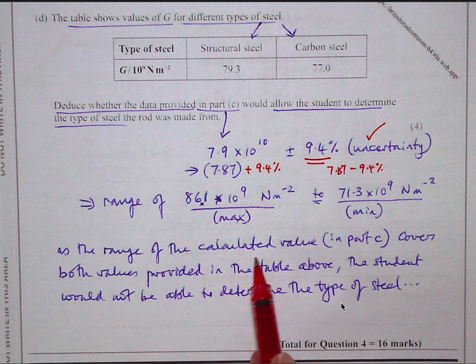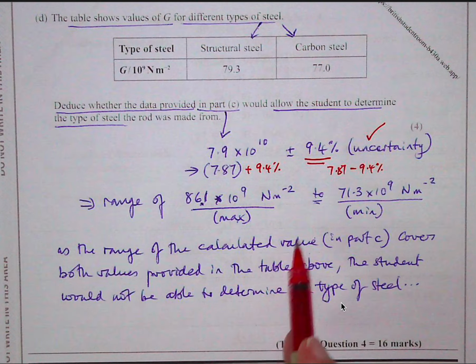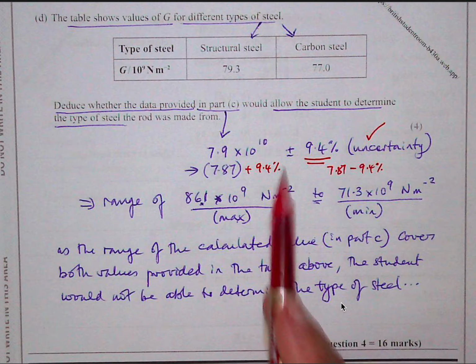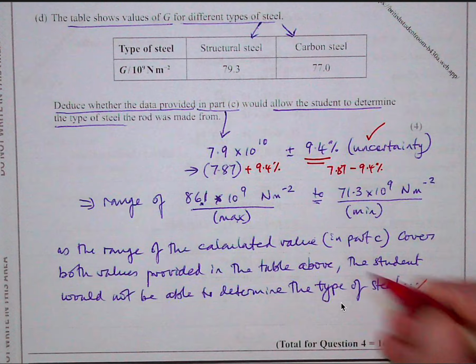So as the range of the calculated values from part C, 9.4%, covers both values provided in the table above, the student would not be able to determine the type of steel. So that's one mark for the conclusion, one for working out the maximum, one for working out the minimum, or that kind of mark. That's how I would do it if I was the examiner. There's your 4 points. And that is the end of this paper. Total is 50 marks.